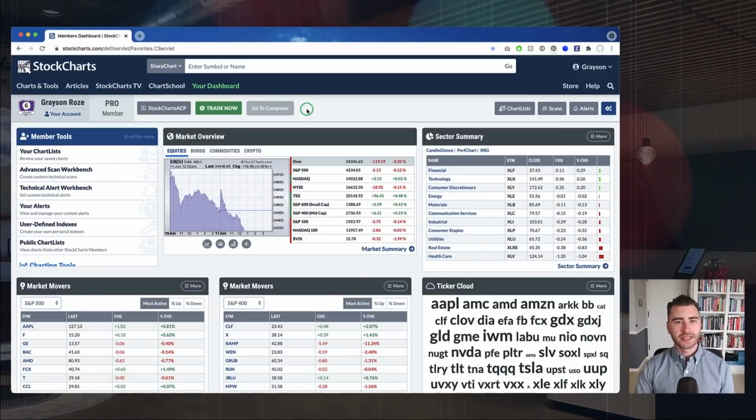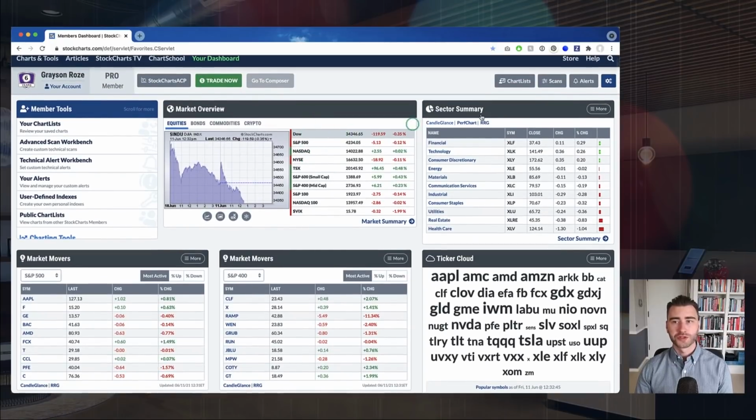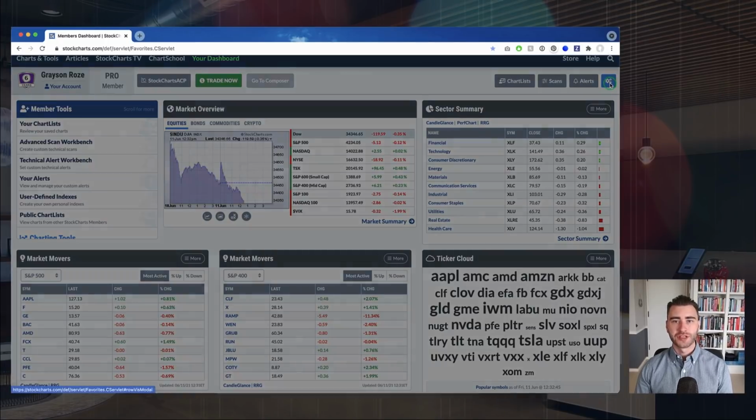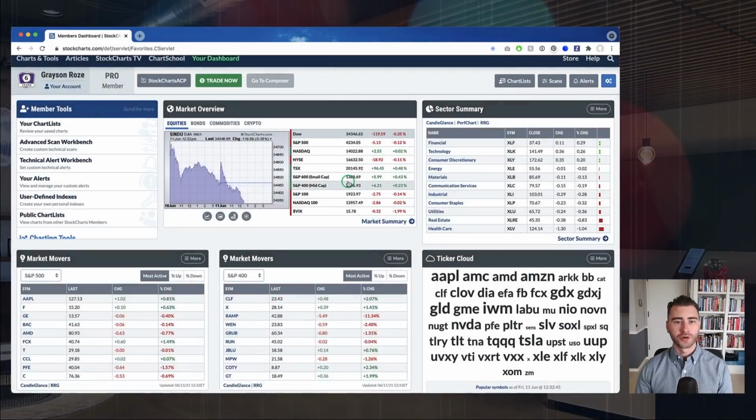So we are starting here on the members dashboard, of course, the first page you see when you log into the site. If you've been watching the show for a while, you know that I like to call this the heart and soul of StockCharts. There is a ton here, a lot that you can actually customize. So my dashboard might look a little bit different from yours. You can always come up to this little preferences icon, the little gears icon, open that up, and you've got some options there to actually customize what shows up on your dashboard.